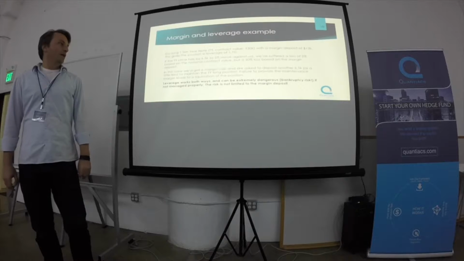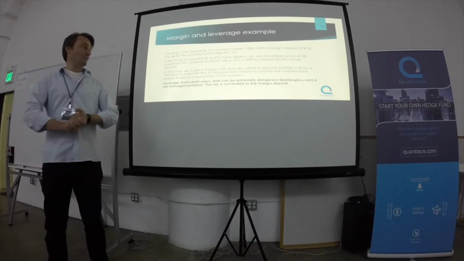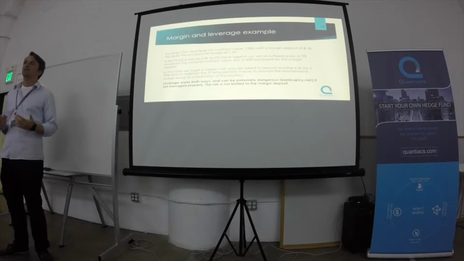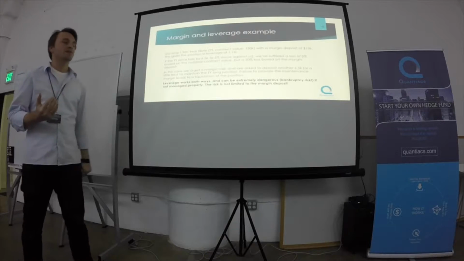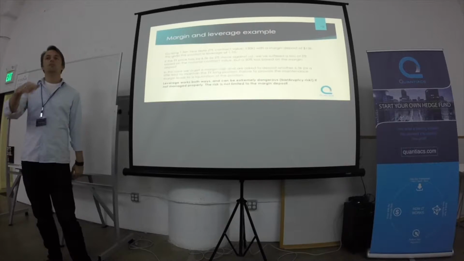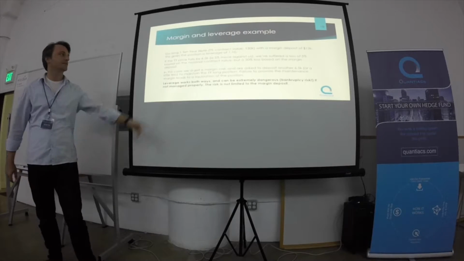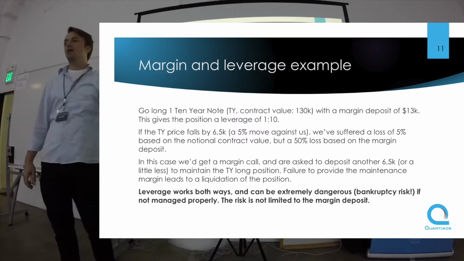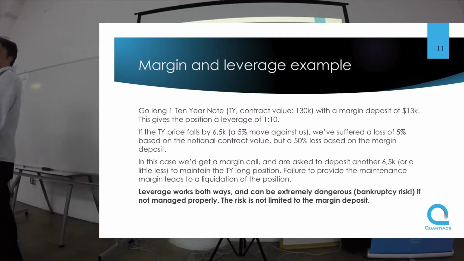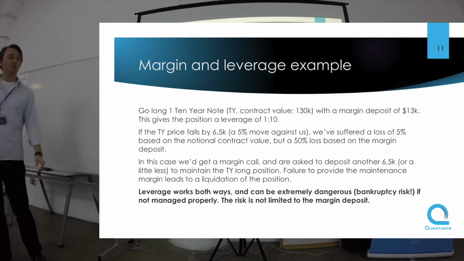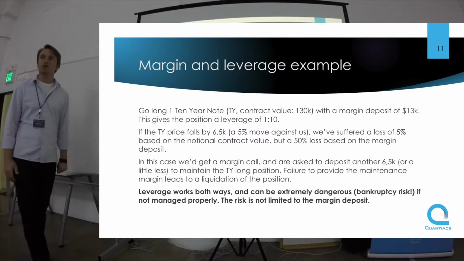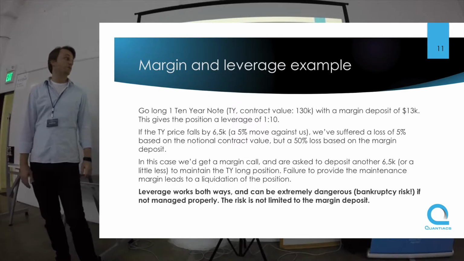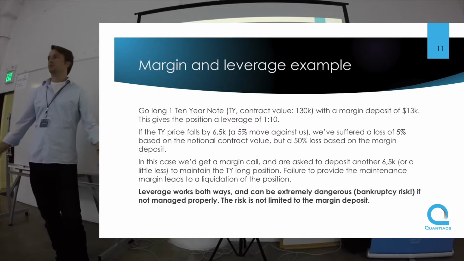Okay. So what happens if that happens in reality? If our margin deposit is not sufficient, so if the position moves against us, there is a so-called maintenance margin. As soon as we are below that border, so let's assume the maintenance margin for this is not 13K but 10K, if the position moves against us more than $3,000, we would get a margin call from our broker and would be asked to deposit additional funds in order to maintain the position. If we fail to do that, then the position would be closed out by the broker.